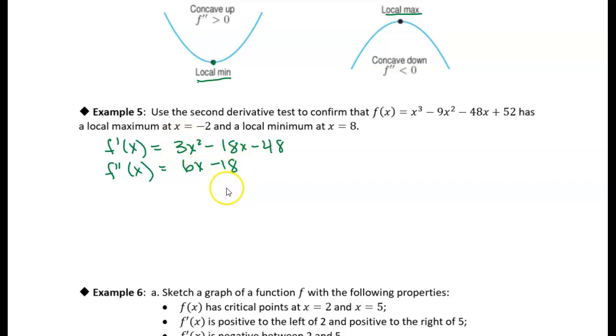Now all I need to do is test the critical points. So if I look at f double prime, the second derivative of -2, I just plug the value into the function. We get 6 times -2 minus 18. Obviously, without doing any calculations, you can tell that that's going to be negative. I could calculate it out, and I can see that it's minus 30, but it really doesn't matter what the value is. It just matters whether it's positive or negative. And in this case, it's negative, so that tells us that the function is concave down.